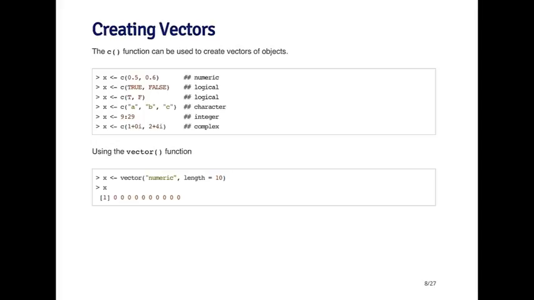Using the vector function, you can also create a vector of a certain type and a certain length. So here I'm going to create a numeric vector of length 10, and by default it will initialize the vector with a default value. And for numeric vectors, the default value is 0.